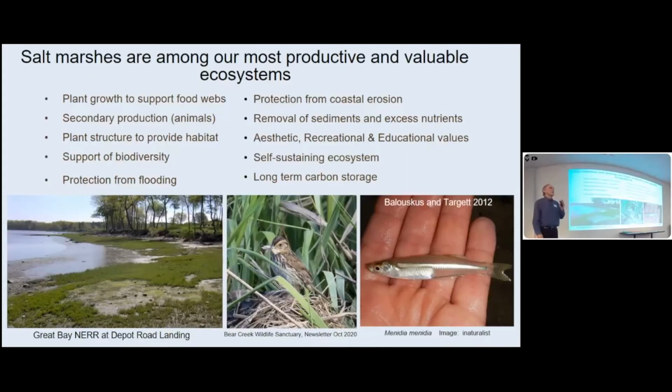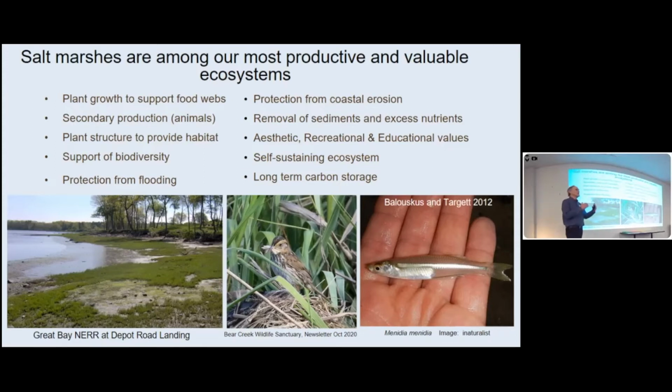I want to talk a little bit about the values of the salt marshes. So plant growth to support food webs. That plant energy supports secondary production, the animals that live there. This biodiversity is important because animals and plants that only live or critically need this habitat. It protects areas from flooding and erosion. It removes sediments and nutrients from the water. There's aesthetic values, and it's a self-sustaining ecosystem.